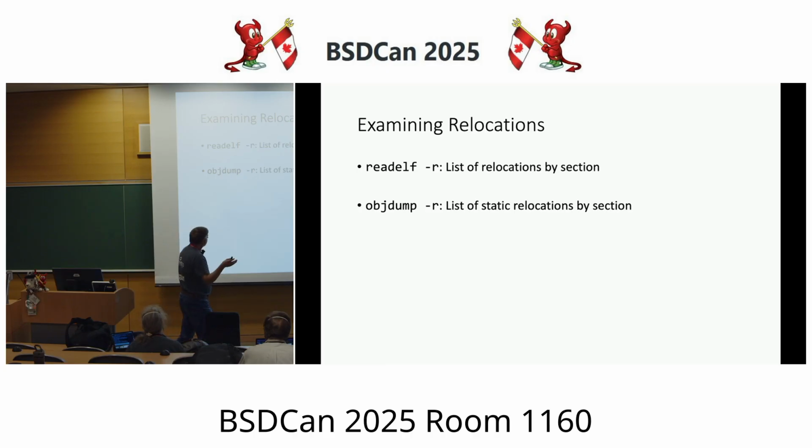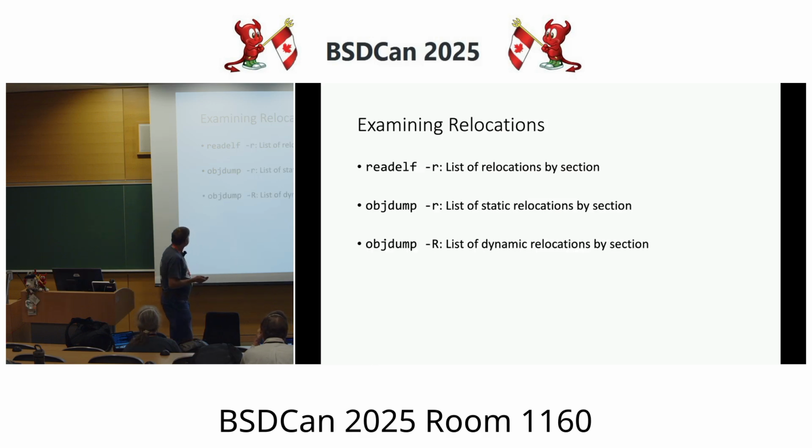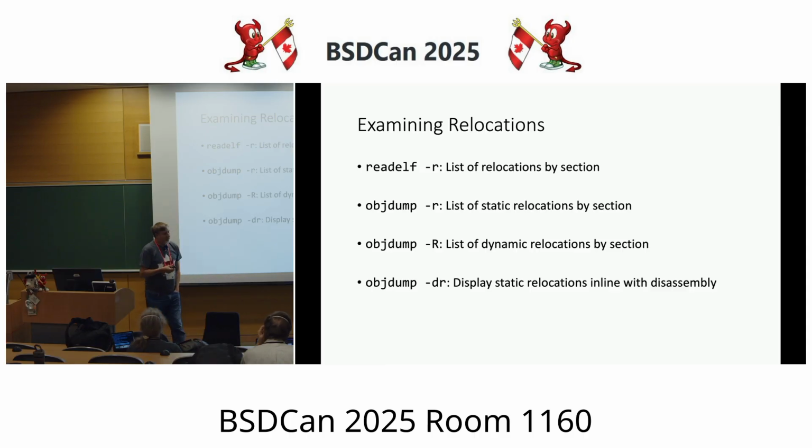For objdump, you can pass -r lowercase, and it'll give you only static relocations, and they're actually broken out by section. So you get a section that has relocations listed, and then all the little relocations for that section and so forth. If you do capital R with objdump, you can get dynamic relocations instead. And another neat thing that objdump has is when you're doing disassembly with -d, if you pass -R along with -d, then it adds little annotations inline with each instruction to show any relocations that are applied to that instruction.